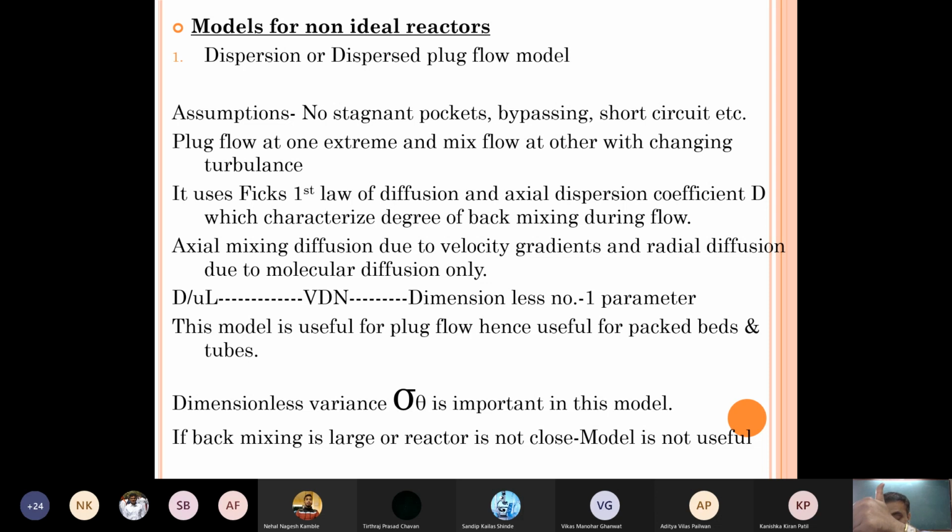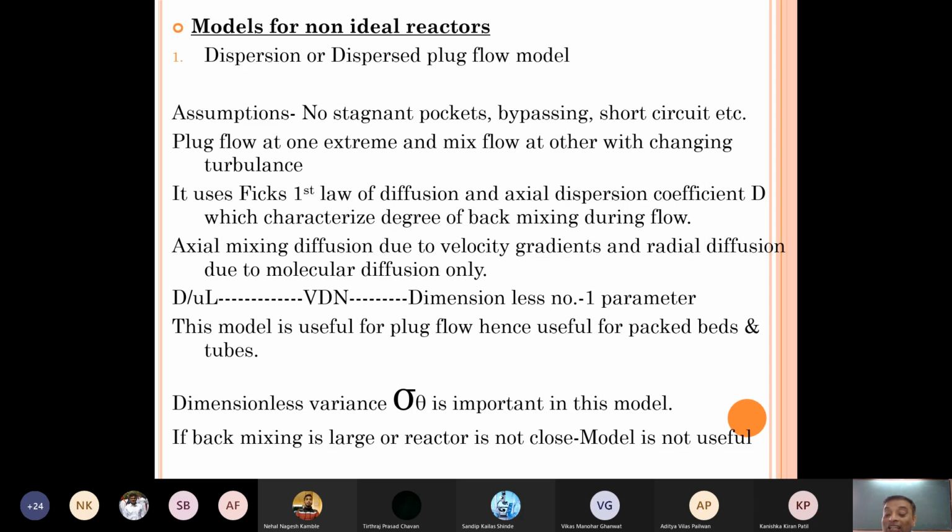Okay, so dispersion coefficient which gives dispersion in axial direction, that is known as axial dispersion coefficient. And a dispersion coefficient which gives dispersion radially, okay, that is known as radial dispersion coefficient. But we will focus only on the axial dispersion coefficient, capital D, which characterizes degree of back mixing during the flow. तो काय देतो? D काय देतो?